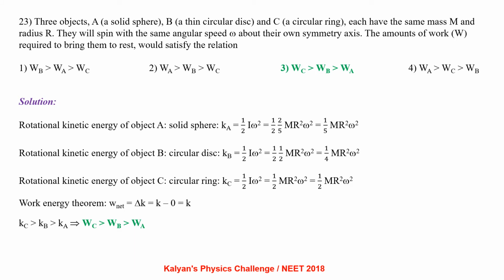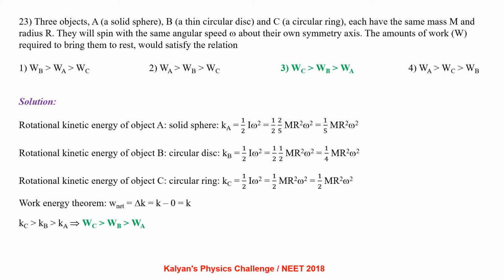Three objects, A a solid sphere, B a thin circular disc, and C a circular ring, each have the same mass and radius. They will spin with the same angular velocity omega about their own axis of symmetry. The amount of work required to bring them to rest would satisfy the relation. Rotational kinetic energy of object A, the solid sphere, is half I omega square, that is half of 2/5 mr square into omega square, that comes out to be 1/5 mr square omega square.